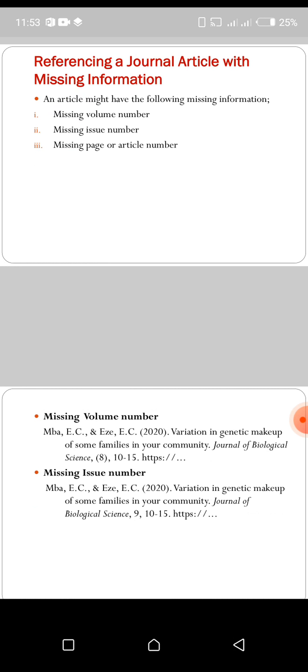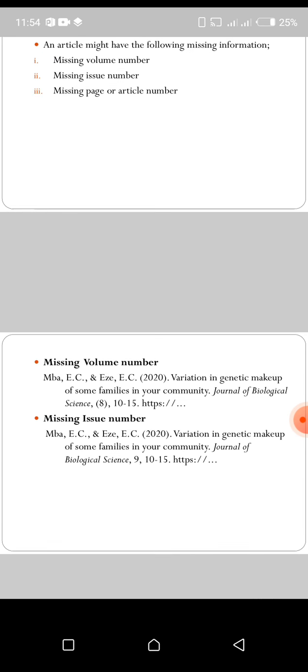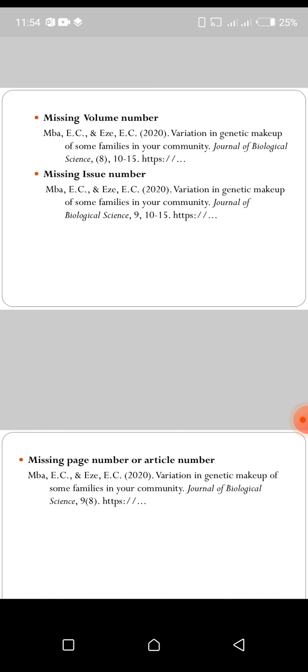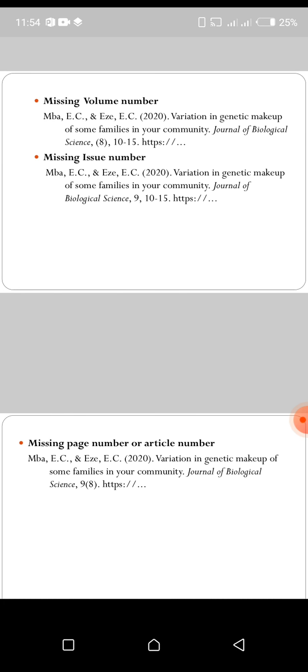The same is applicable to the page range. They just assign a kind of number, 1 to 2, 1 to 20, just for formality. No, you don't have to go into forging these numbers. If a journal article is missing information, reference it without that information. It's acceptable. So let's look at when a journal article is missing a volume number.